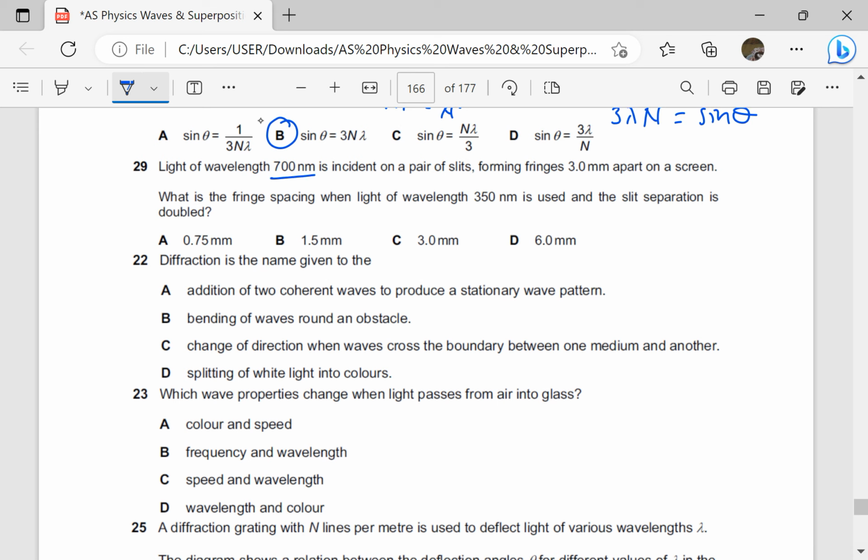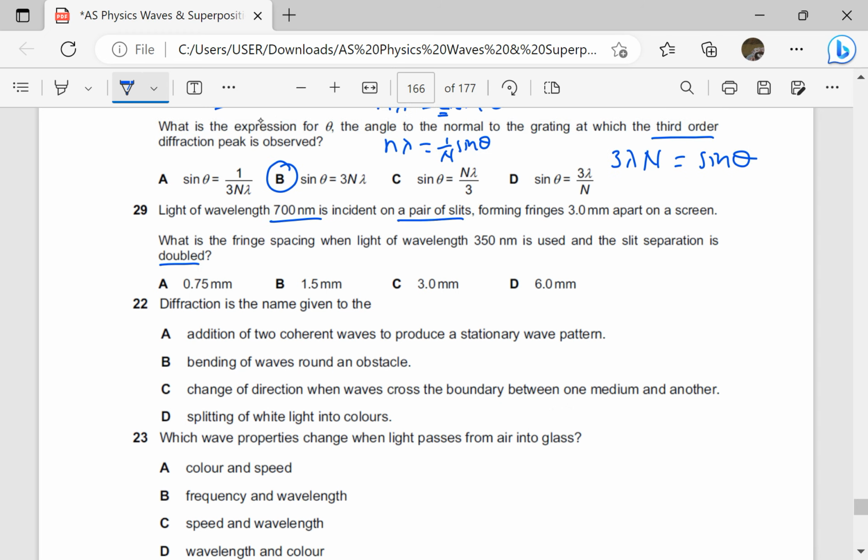Light of wavelength 700 nanometers incident on a pair of slits forming fringes 3 millimeters apart on a screen. What is the fringe spacing when light of wavelength 350 nanometers is used and the slit separation is doubled?